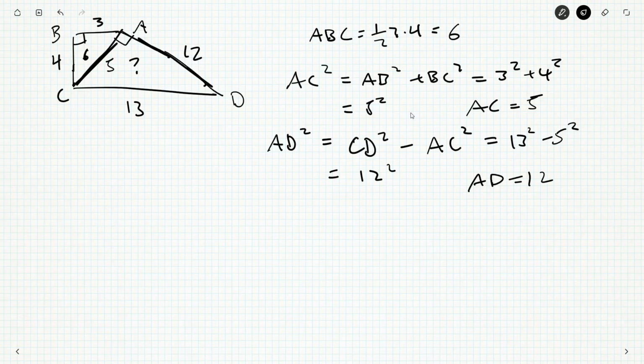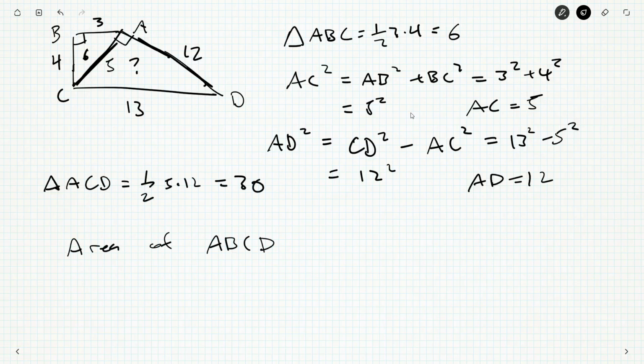Okay, so now triangle ACD is 1/2 times 5 times 12. So that's 60 divided by 2, that's 30. So the area of our quadrilateral, ABCD, is 6 plus 30, or 36. And that would be our answer to 3A.